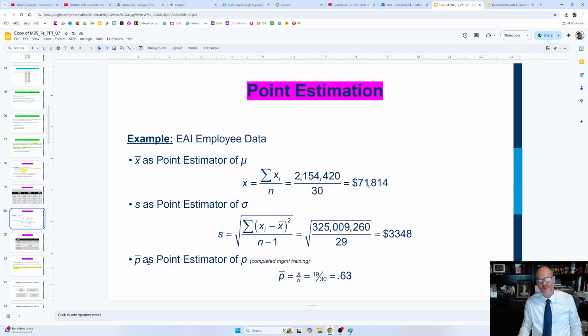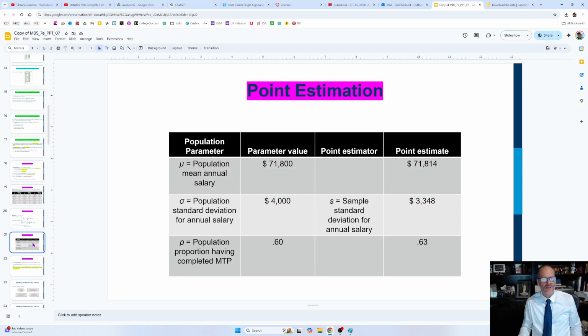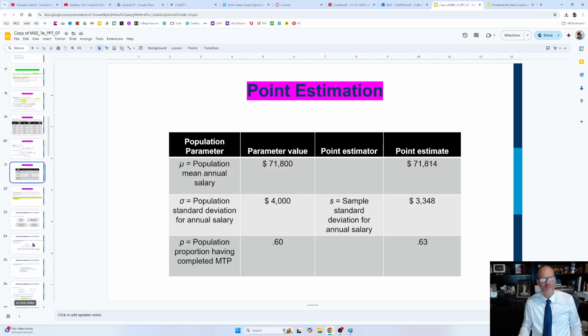And then here's the point estimator, right? How many people have completed the management training? 19 out of 30. So this is the sample proportion, the point estimator for the population proportion. And it's 19 out of 30. So, stuff we already know, point estimation.